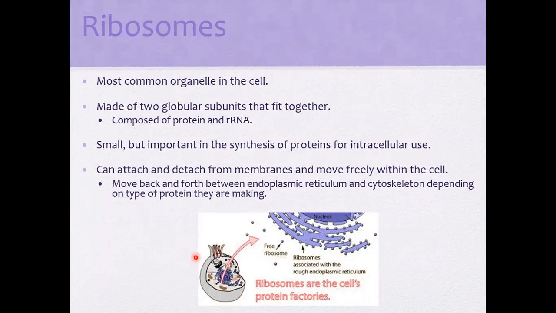All right, any questions about our mitochondria? So the next one we went over is the ribosome. This is the most common organelle of the cell. That sounds like a great test question. Which of the following organelles is the most common found in the cell? Ribosomes. Doug, make a note.